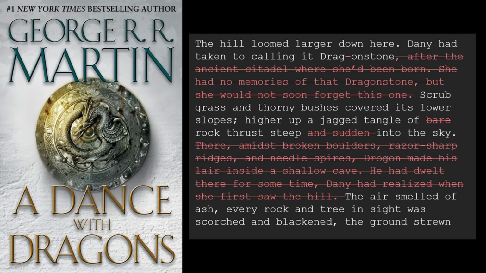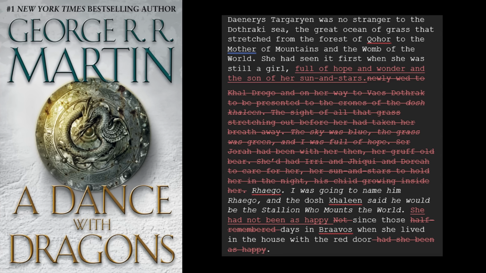The big one in this chapter is expository reminders. We have something like, "She had no memories of that Dragonstone, but she would not soon forget this one." Like, we know that Daenerys was born at Dragonstone. We've read the 5 books. Just cut this. You don't need this. And telling the viewer what happened in the first book, we don't need this. If they need a reminder, they can go back and read the first book, right? That's what they're there for. Just cut this stuff. This is totally redundant and unnecessary information.